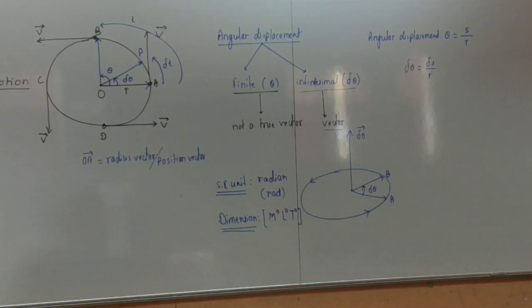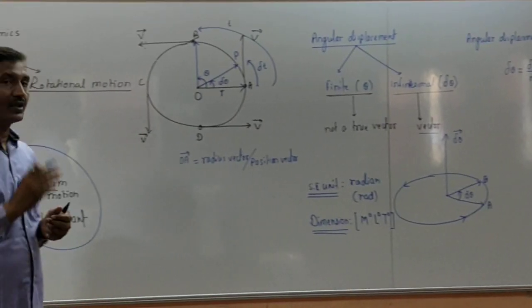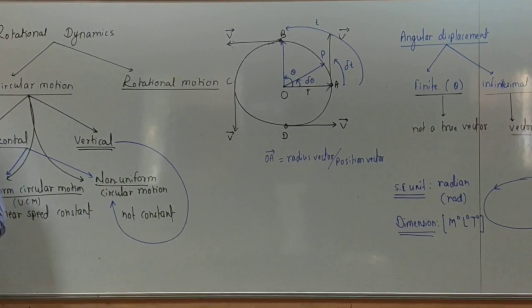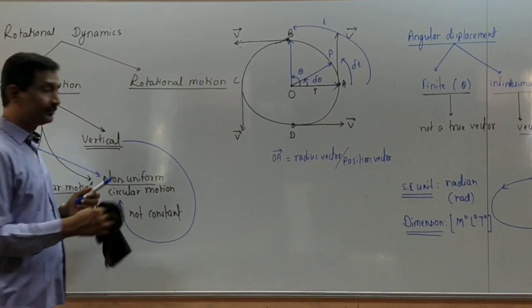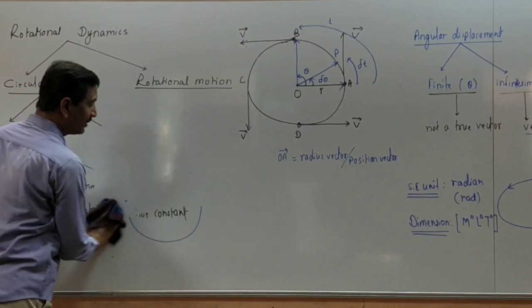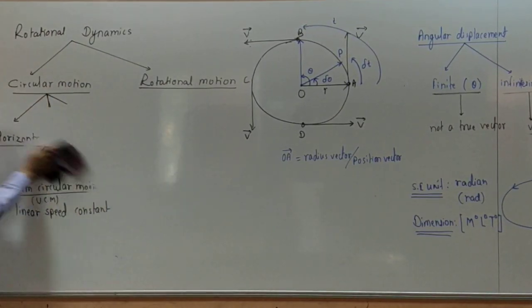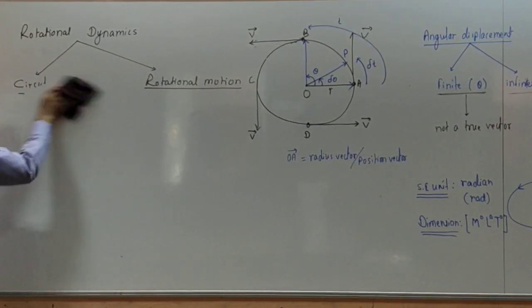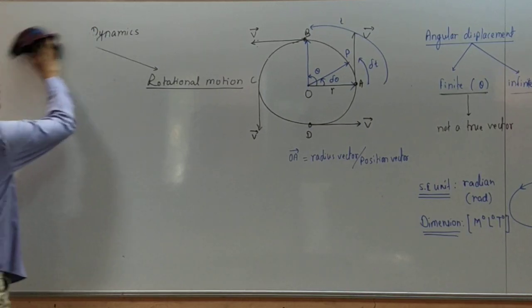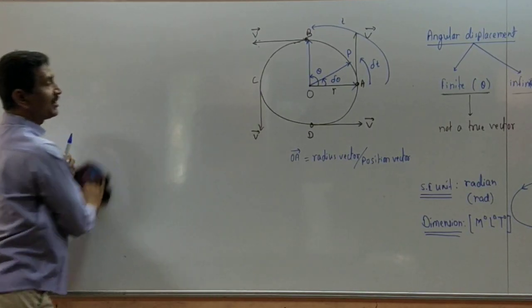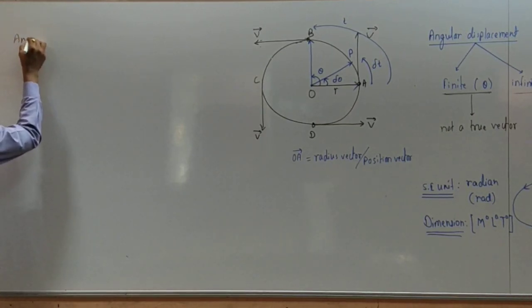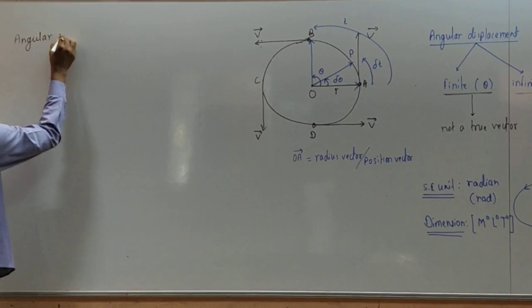Now we consider the second physical quantity, angular velocity. So what is the angular velocity? Just like linear velocity. Linear velocity means what? The rate of change of displacement of a particle is called the linear velocity. Similarly, here we consider the angular velocity. So what is the angular velocity? Angular velocity is denoted by the letter omega.